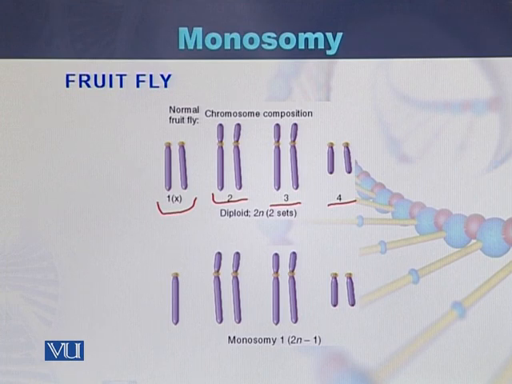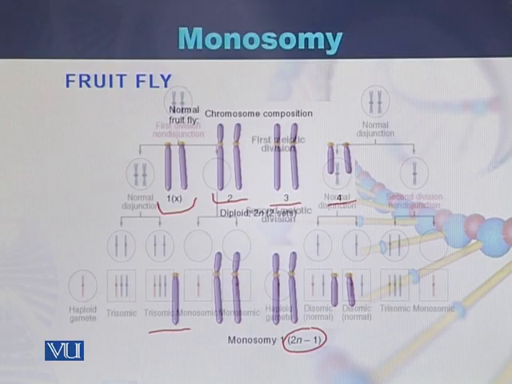So here we can see that in case of chromosome 1, there is a single chromosome. So monosomy is represented as 2n minus 1. The meaning of this is that one chromosome has been lost.